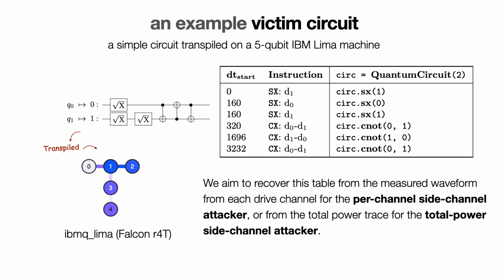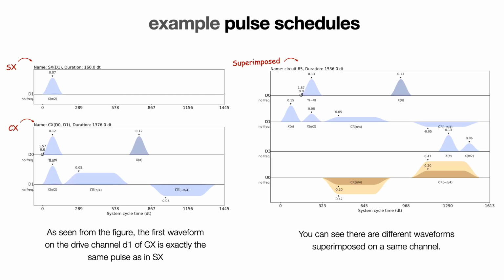While the per channel attacker aims to recover this table from the measured waveform from each drive channel, the total power trace attacker employs only a single mixed, superimposed, summed up amplitude sample, because the attacker does not have access to the individual drive channels. As seen from this figure, the first waveform on the left, on the drive channel D1, the CX at the bottom has exactly the same pulse as the SX on the top. So when the pulses are summed up, such as on the right, it is not easy to distinguish them.